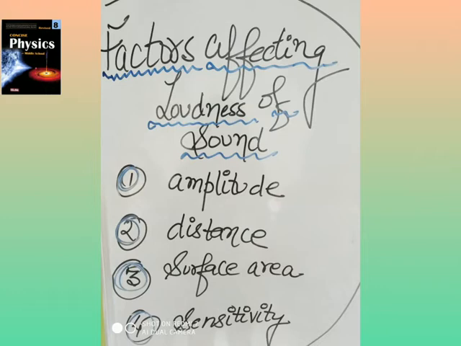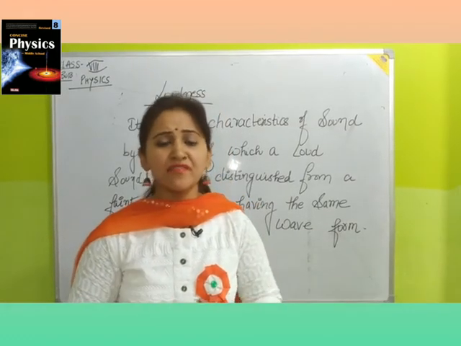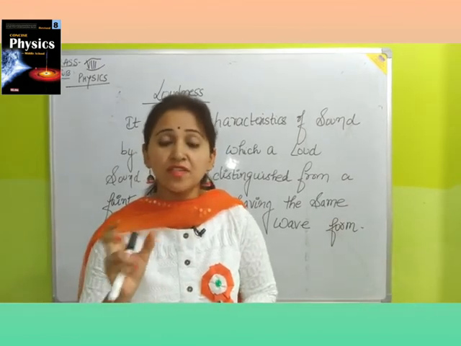Relationship between loudness and amplitude. The loudness of sound is directly proportional to the square of amplitude. It implies that on doubling the amplitude of wave, the loudness becomes 4 times. If the amplitude is tripled, the loudness becomes 9 times and so on. That means loudness is directly proportional to the square of amplitude. You can easily find the loudness of sound.